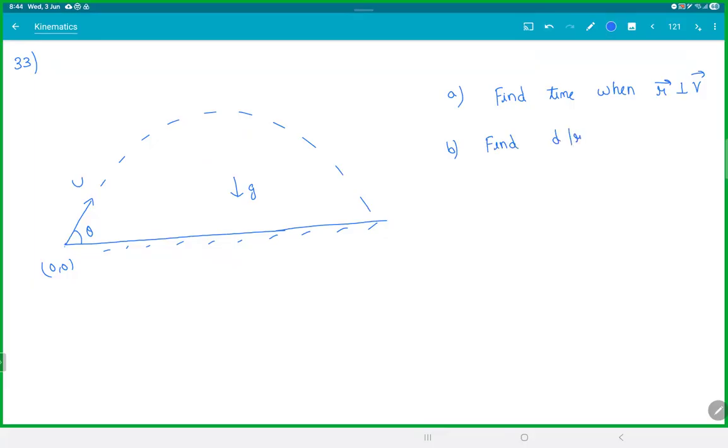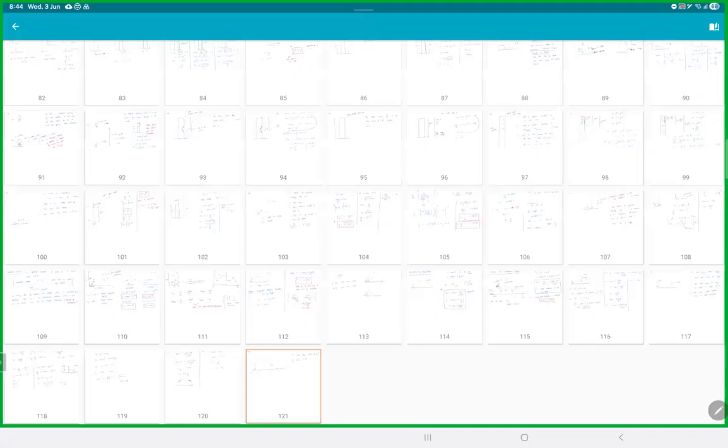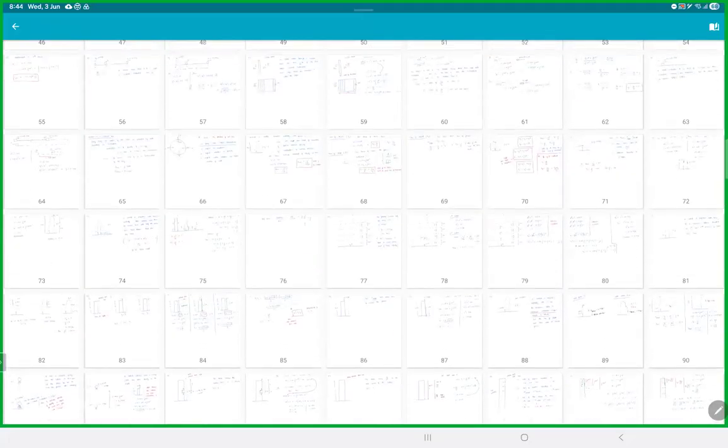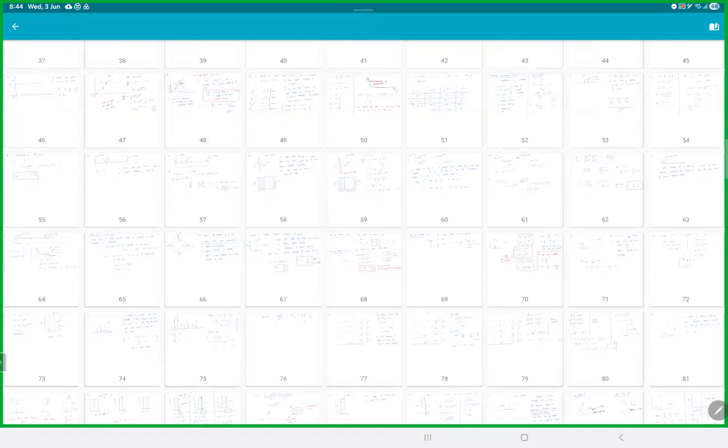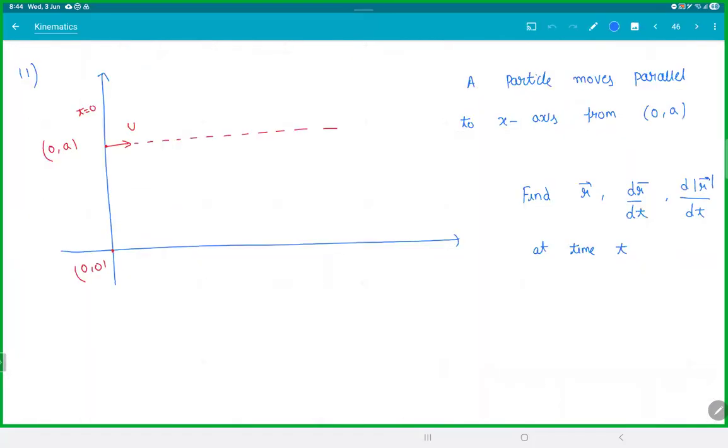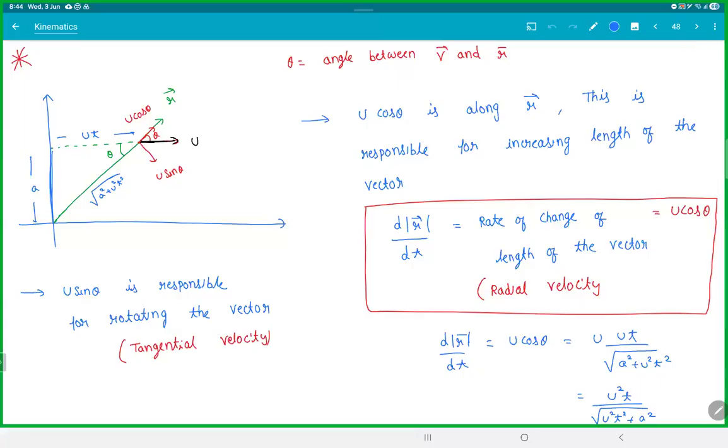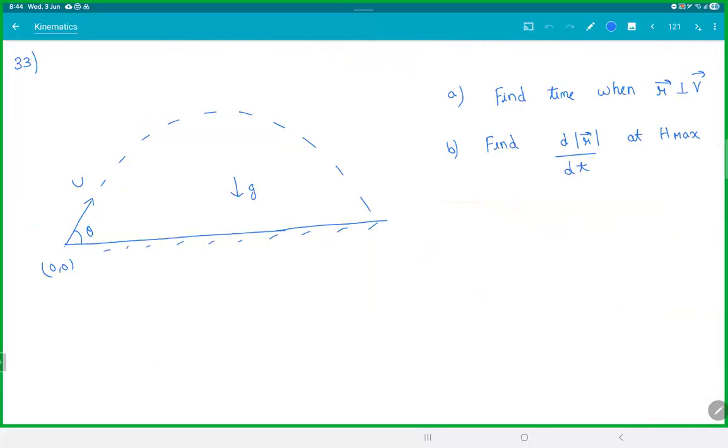Find d mod r by dt. We discussed this in detail, I think, two classes back, at H max. dr by dt is not velocity. If you remember, d mod r by dt was the radial velocity. Yeah, we discussed it here. d mod r by dt is the rate of change of the length of the vector, or the radial velocity. Let's get these two things.